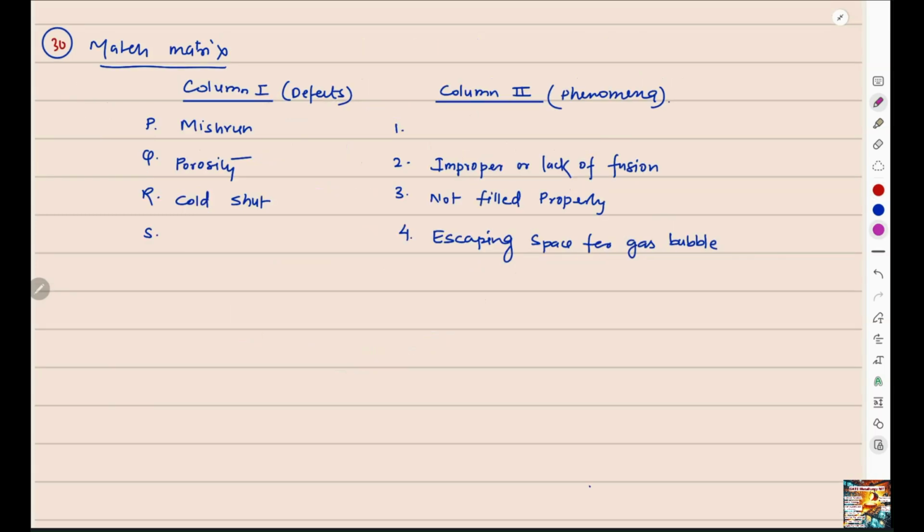This is a match the matrix type of question where we have to match defect with the phenomena. First of all, we can see that porosity is related to escaping tendency of gas bubbles. So Q matches to 4. Similarly, cold shut is related to improper or lack of fusion, and misrun is related to not filling properly. So these are unfilled areas in the castings, and that is due to improper design or not filled properly. And the S option will have the first option. So for this question, this is the correct match. Moving to the next question.